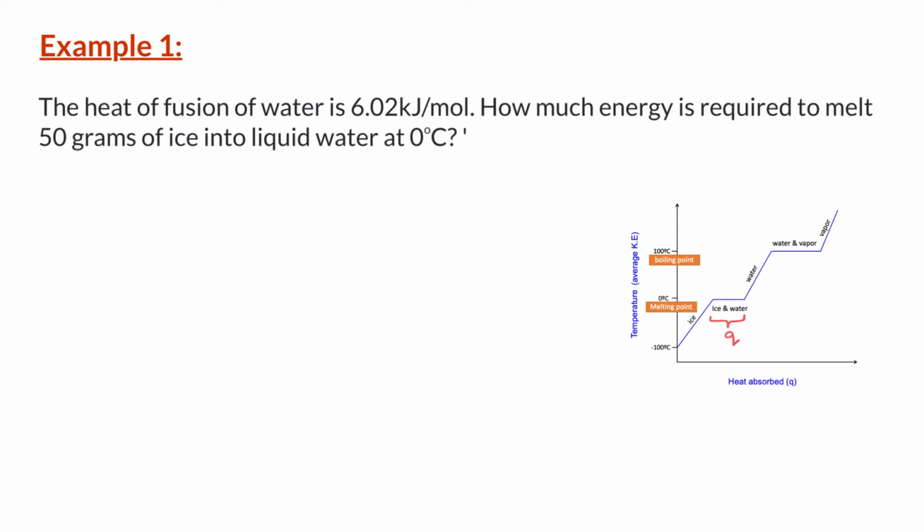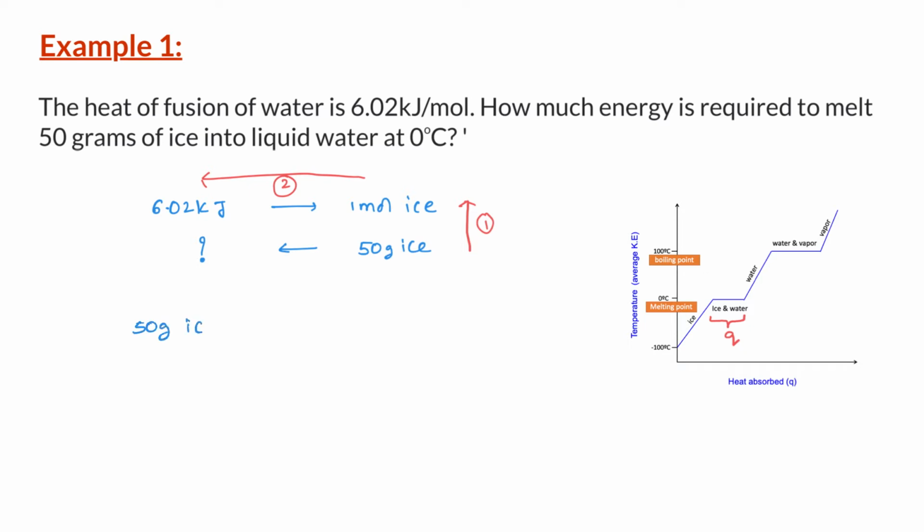So, according to the question, we need 6.02 kilojoules of heat to melt 1 mole of ice to water at 0 degrees Celsius. However, we have only 50 grams of ice, and we are supposed to calculate the amount of heat required to melt 50 grams of ice. So, first I convert grams of ice into moles of ice, and then I convert moles of ice into kilojoules of heat required. So let us start with 50 grams of ice.